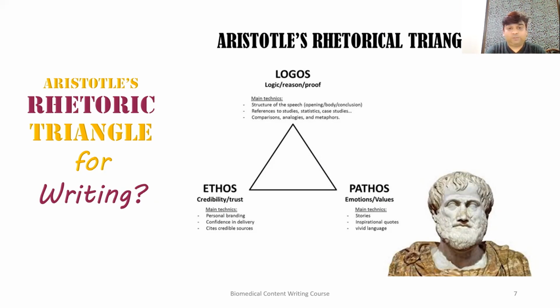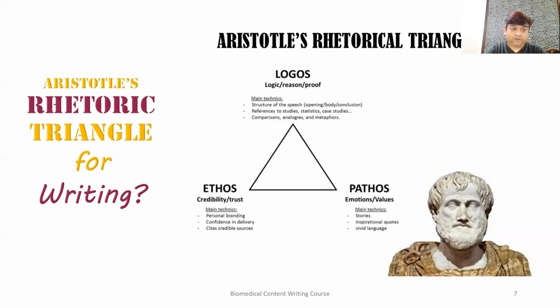So these are the three components: logic, reason, and proof, which come under logos. Then the ethos, that is the credibility and trust you establish when you take the sources to make your writing. And third is the pathos, which is the emotions and the values you add through your storytelling or inspirational quotations, or by changing your language to suit the reader's requirement.